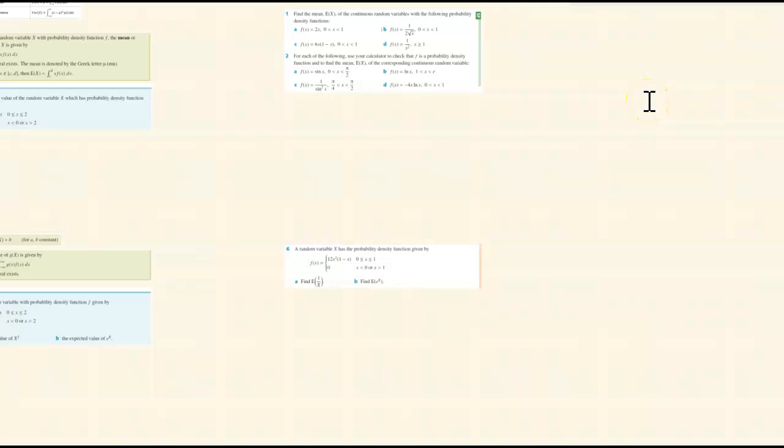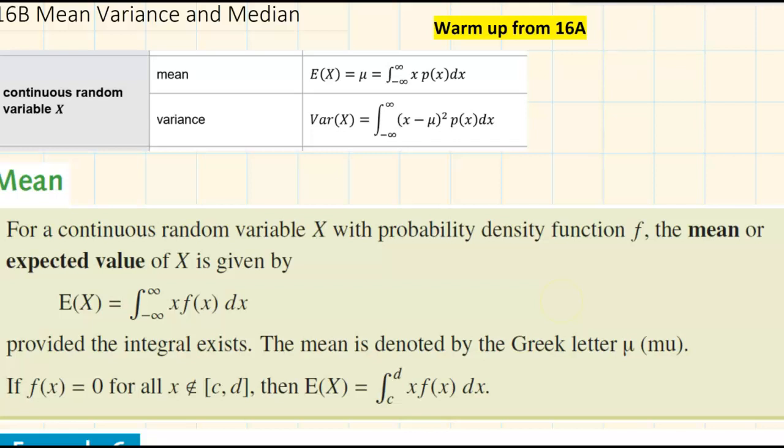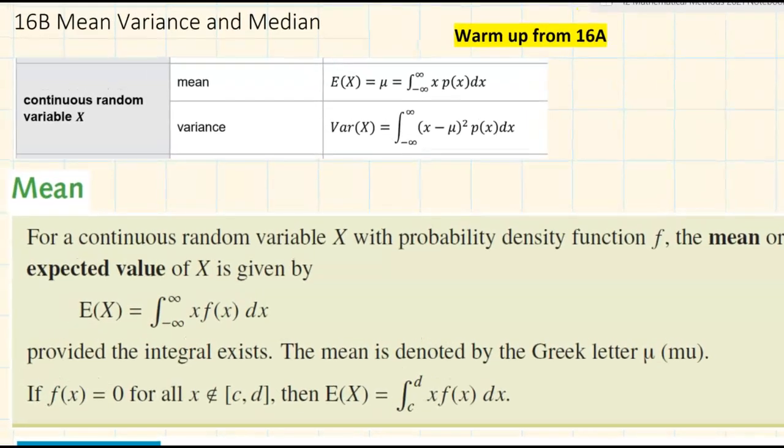All right, so we are looking at 16B this morning. I know that you guys will be in and out this lesson, so we are just going to record this lesson and then you have access to it to catch up at home or when suits you.